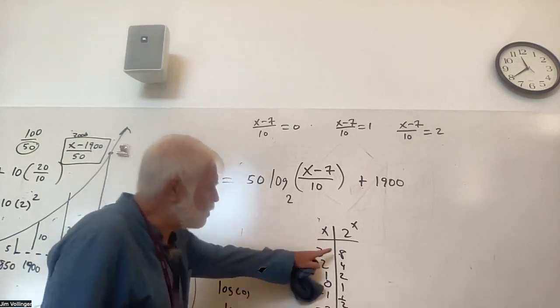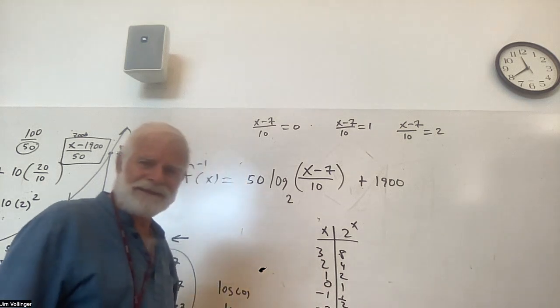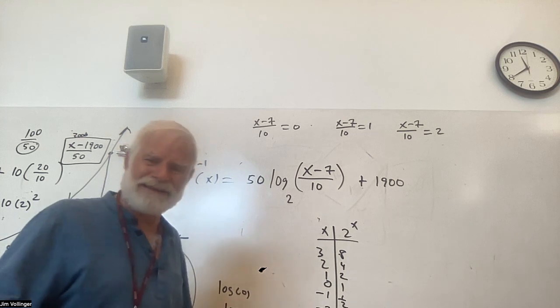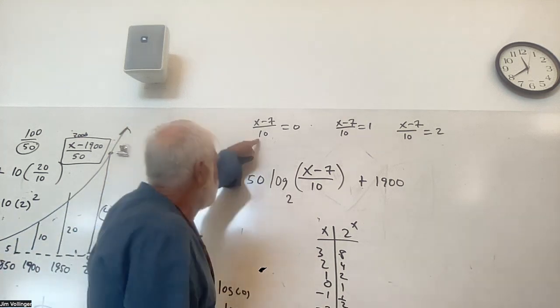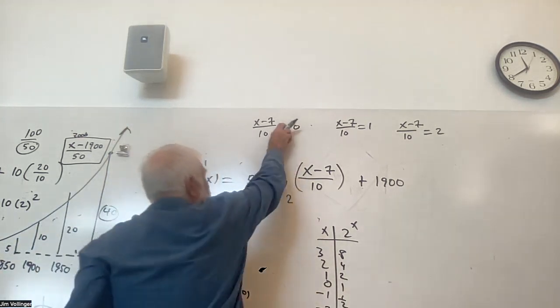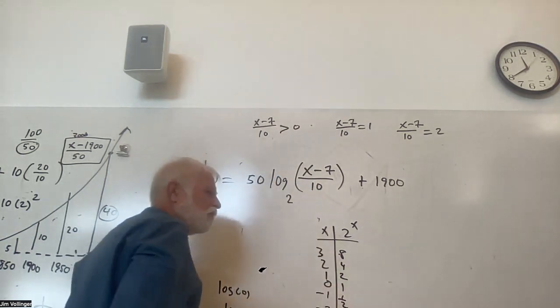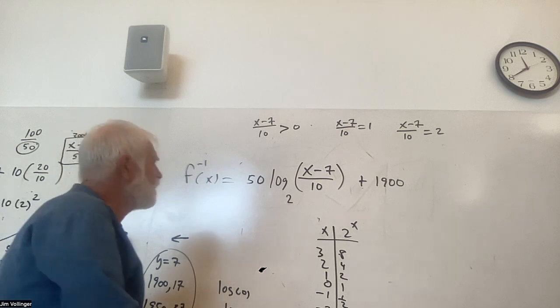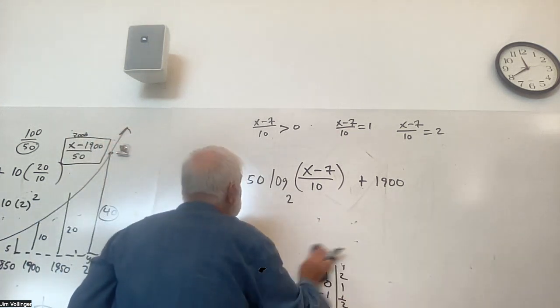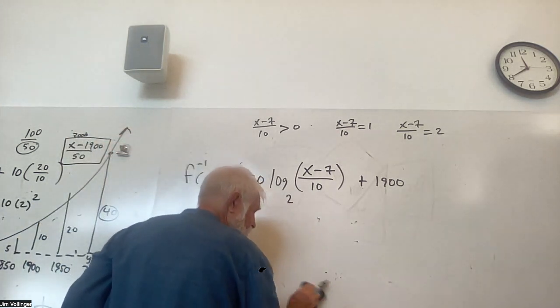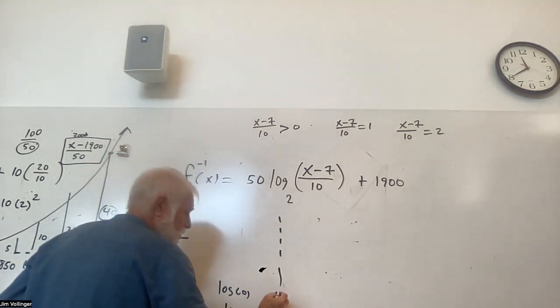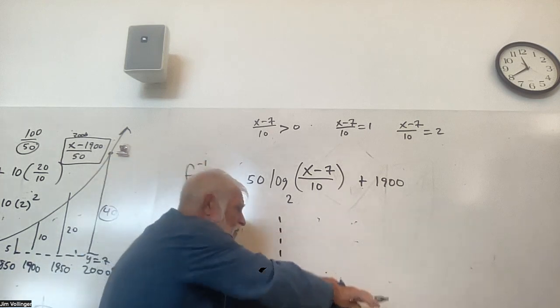All right, well, how do you describe all the numbers on the y side? Because they're going to be the inputs here. They're all positive, which means (x minus 7) over 10 has to be greater than 0. I should write that. It's got to be bigger than 0. Okay, so what makes that happen? Numbers better be bigger than 7. Okay, so here's 7. I've got to have numbers bigger than 7.